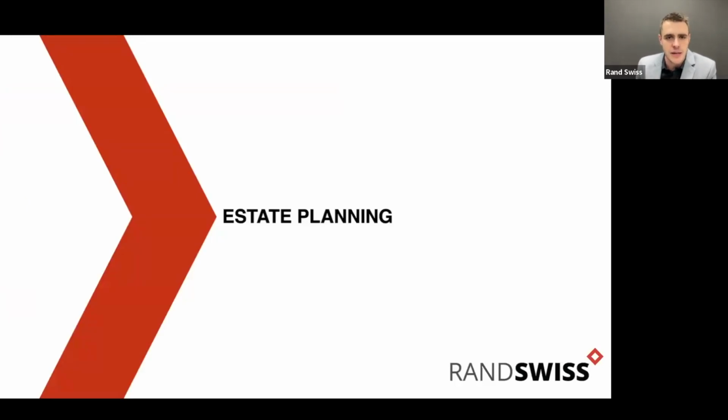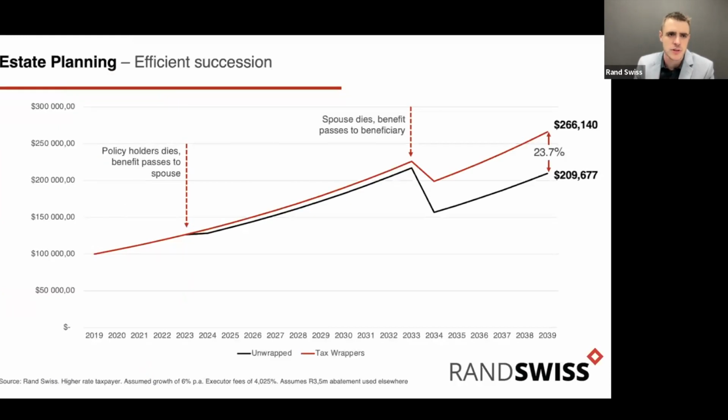The final point is estate planning benefits. We feel this is a great product when it comes to estate planning. So what we've looked at here is an offshore example, and we're looking at a client that has $100,000 and they've invested this, put their $100,000 in a tax wrapper, versus if they had their $100,000 in their personal capacity. In terms of this, the red line is the tax wrapper, and the black line is if you had this in an unwrapped product, like a flexible investment offshore. So what you can see from this illustration is the client here has $100,000, and after 5 years, they pass away, and they have their spouse as the beneficiary.